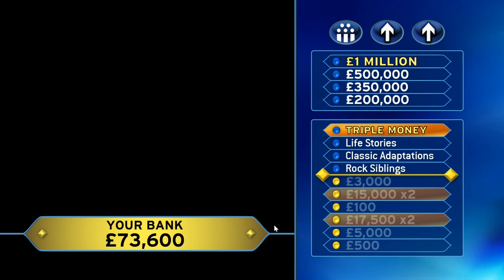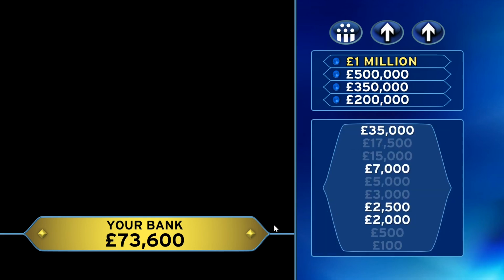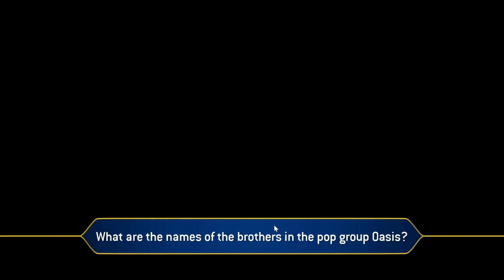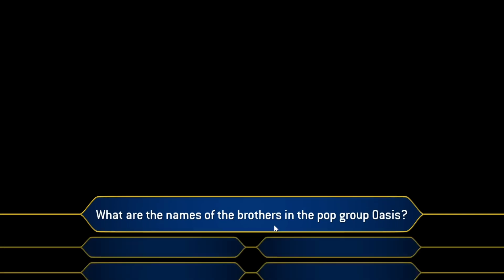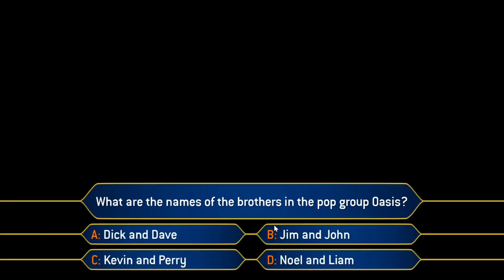Normally I have to use a jump by then, and again, I suppose you're gonna kind of want me to use a jump or a lifeline, then you get to see how they work. But rock siblings, what are the names of the brothers in the pop group Oasis? So I know this one. They're not very nice people, and they're Glory fans as well, which is a bit problematic.